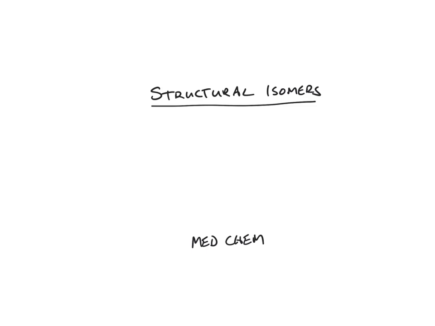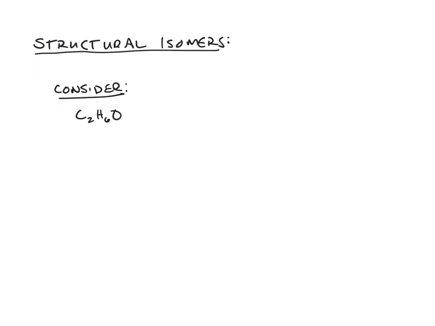Everyone. In this video, we are going to continue our exploration of Lewis structures and how we get a structure, by looking at this idea of structural isomers. So let's consider a molecule made of two carbon atoms, 6 hydrogens and 1 oxygen, so C2H6O.